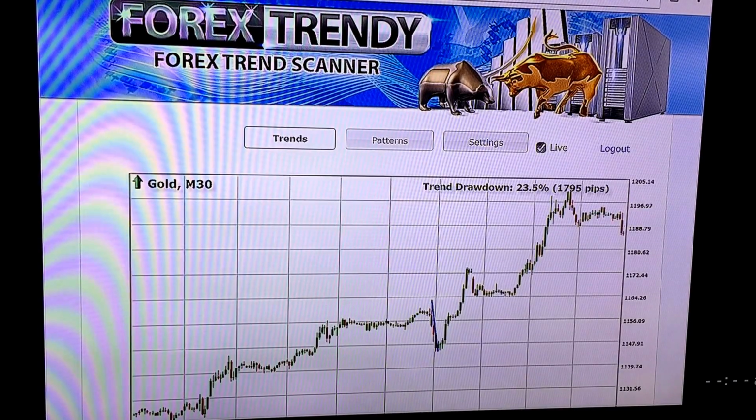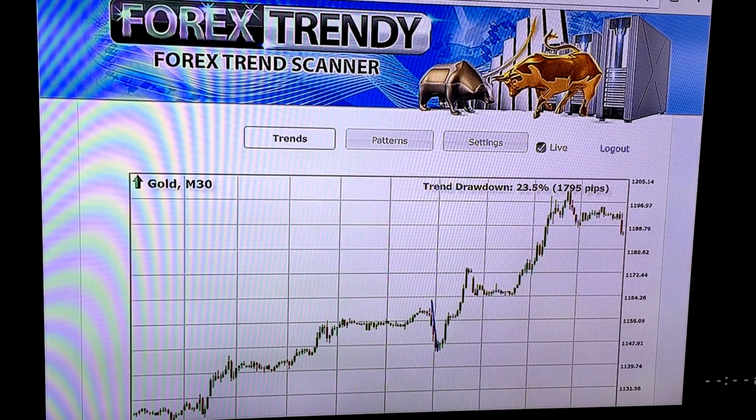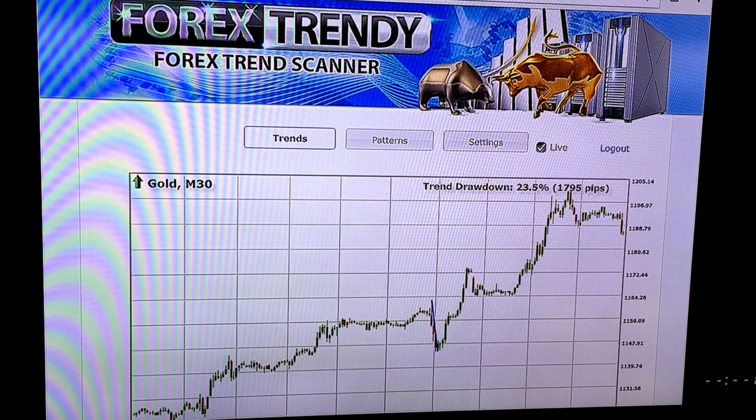Yeah, good evening, traders. I am in the members area of Forex Trendy. This is a scanner that scans the trades and the trends and lets you know what is going to happen for the day or for the week when you're looking at the chart.